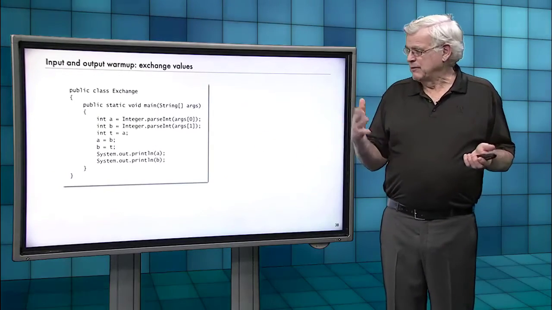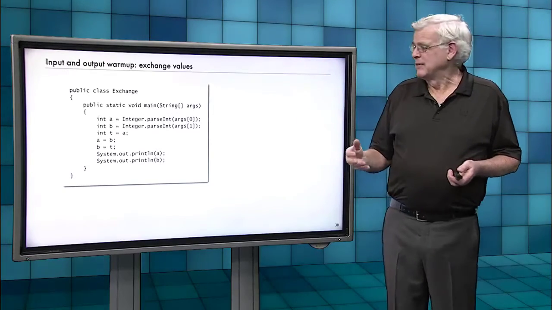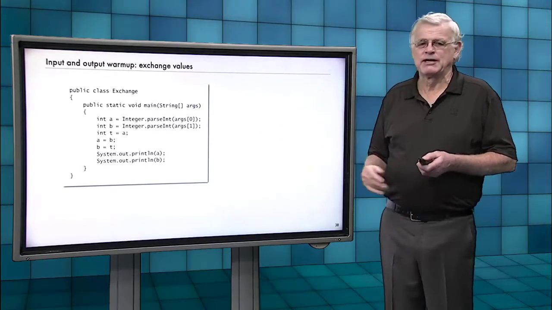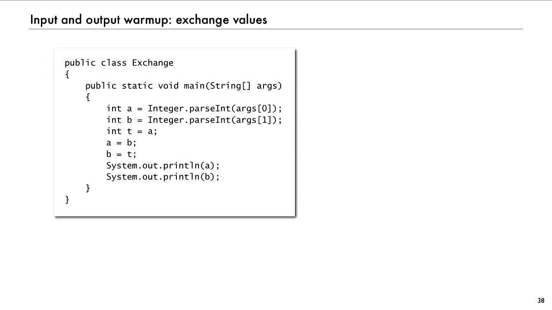So, as I said, when we had this exchange values program, we don't know what it did unless we print out the results. So if we add these two print line statements to this program, again, A and B are integers. They're data of type int, but Java will automatically convert them to strings for output.